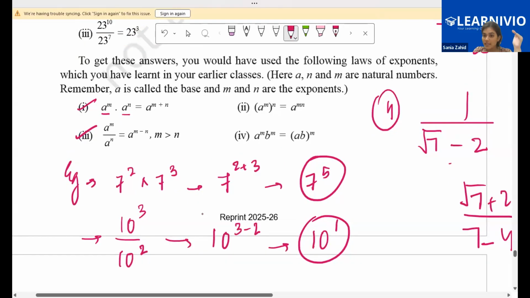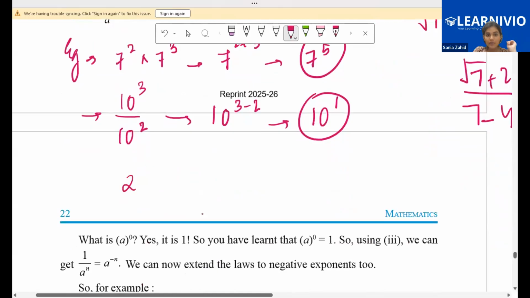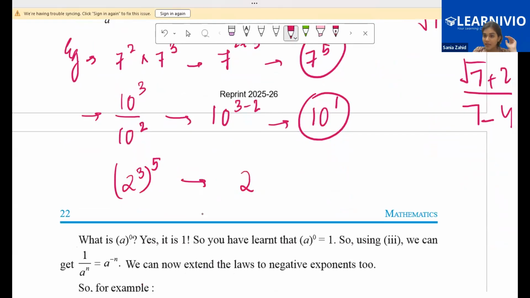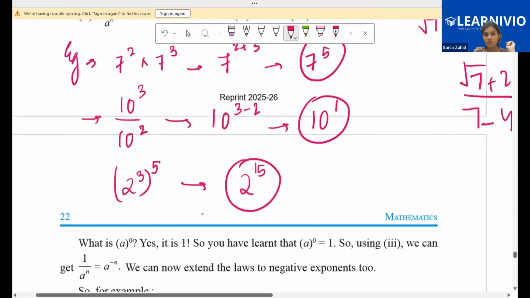Next is the second one. When you have two different powers on the same number root, for example, I say 2 to the power 3 and you also have one more power, that's 5. So what do you do now? You take 2 to the power 3 multiplied by 5, which gives you 15. Okay. Get 2 to the power 15. You multiply the powers when you have two powers together.